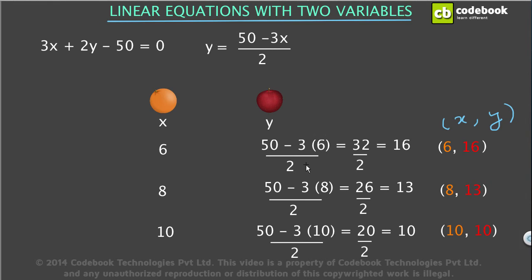So that's the important takeaway from this lesson, which is that the solution for a linear equation with single variable is always 1, whereas the solutions for a linear equation with two variables are infinite.